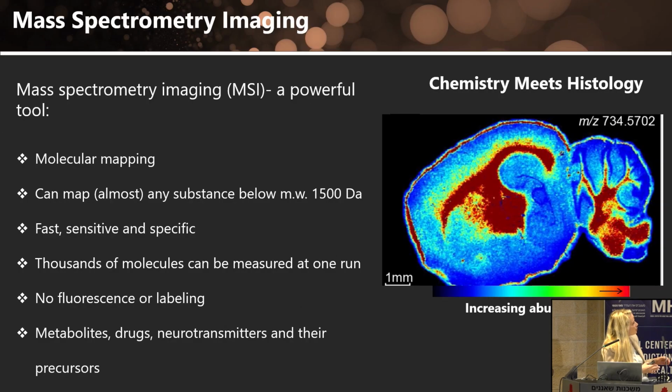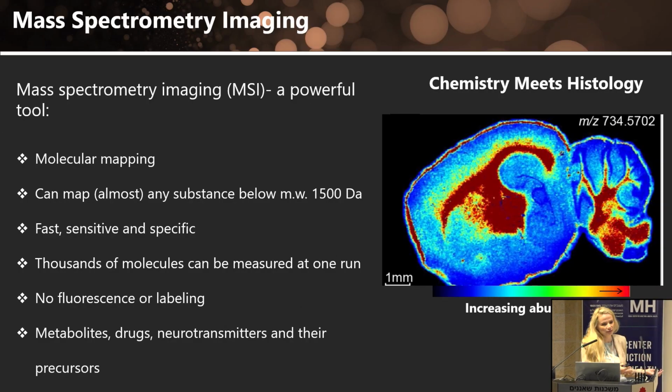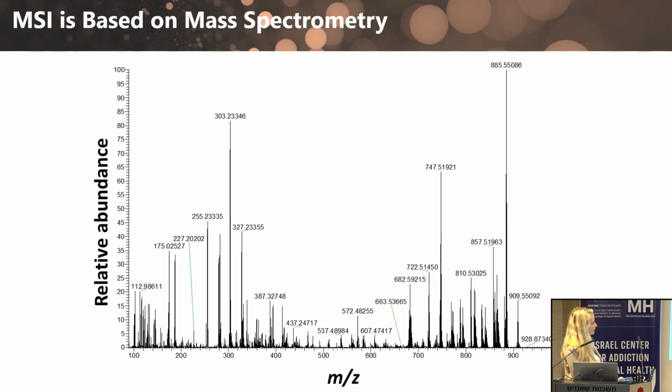Practically with my system right now, we can see almost any molecule below 1,500 Daltons of molecular weight. And in terms of brain studies, it gives you the variety of metabolites, drugs, neurotransmitters, and their precursors. And I think we can learn quite a lot of new information from this system. Just in a nutshell, how it works. It's based on a mass spectrometer. This is a typical mass spectrum. We have a lot of peaks. Each peak is practically a molecular ion. And so it's our raw data; how we translate it to imaging.